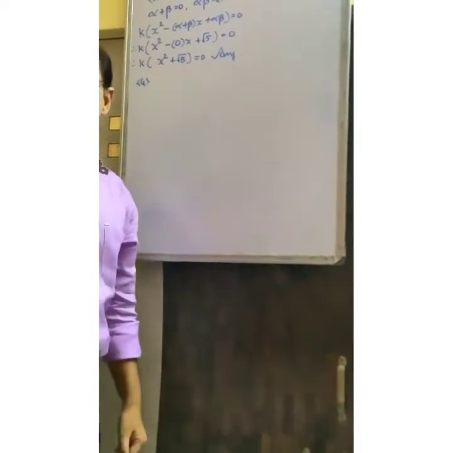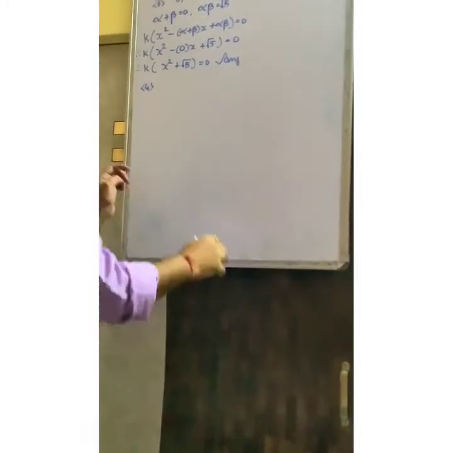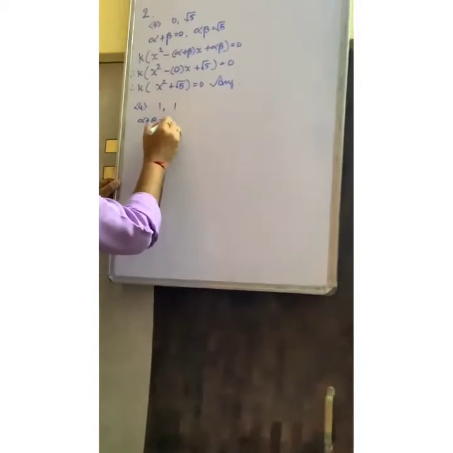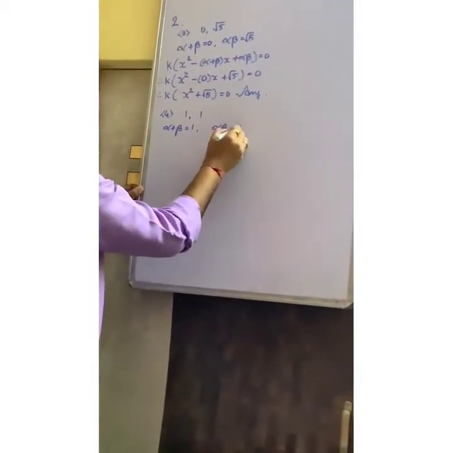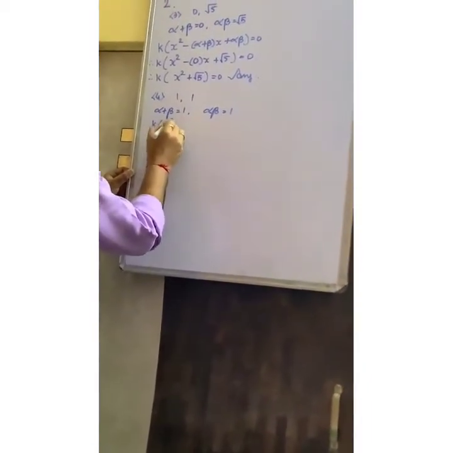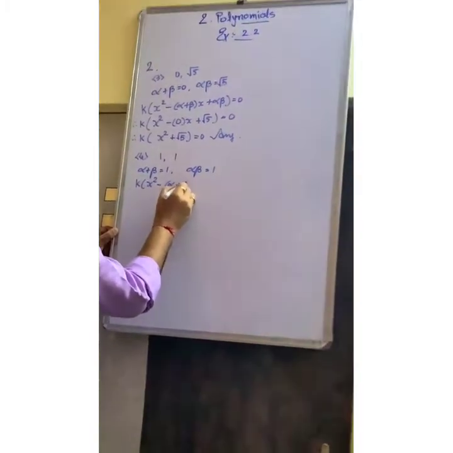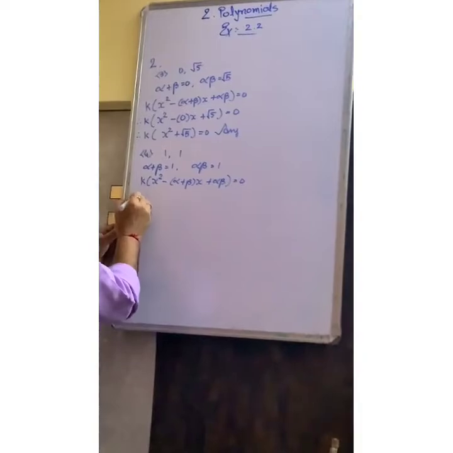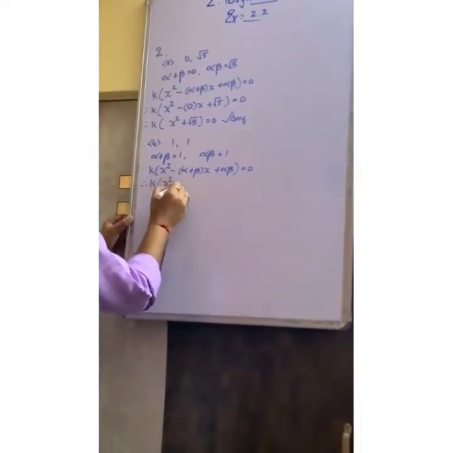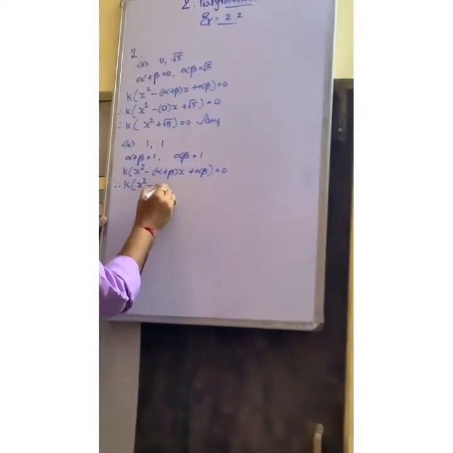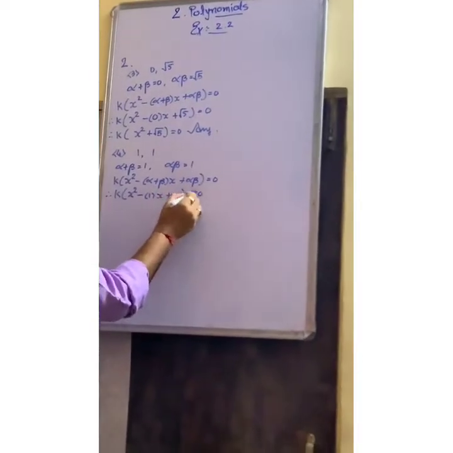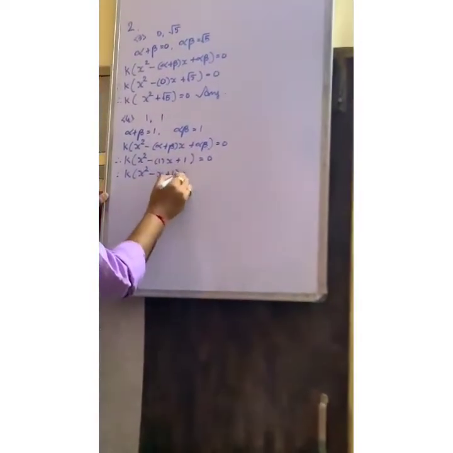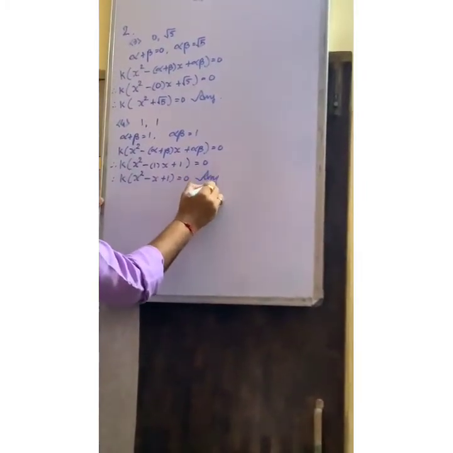Same style. Number 4. 1, 1. Alpha plus beta is 1. Alpha into beta is 1. Again the formula x square minus alpha plus beta into x plus alpha beta equal to 0. Place the value. X square minus alpha plus beta is 1 into x plus 1 equal to 0. X square minus x plus 1 equal to 0. This is the final answer.